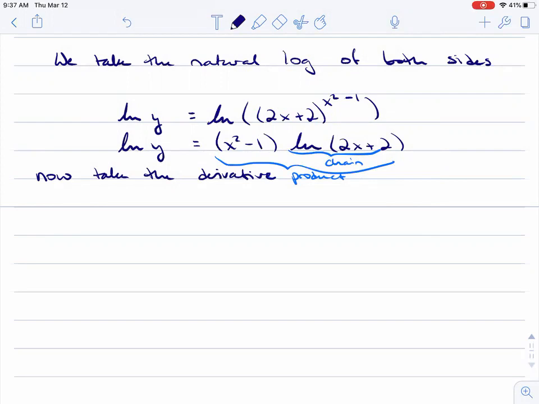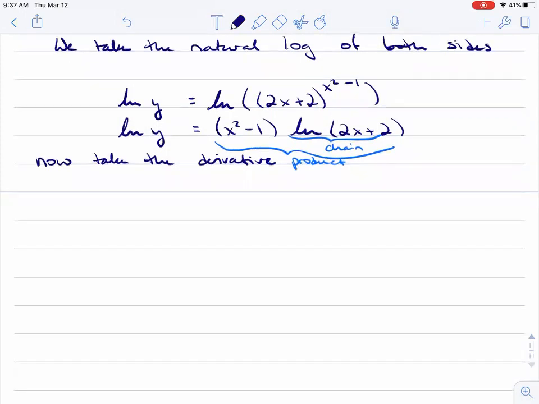So on the left-hand side, the log of y, we can just take the derivative, and that's just 1 over y. But when we're taking the derivative of the logs, then we have to times it by dy/dx, or y prime if you prefer.